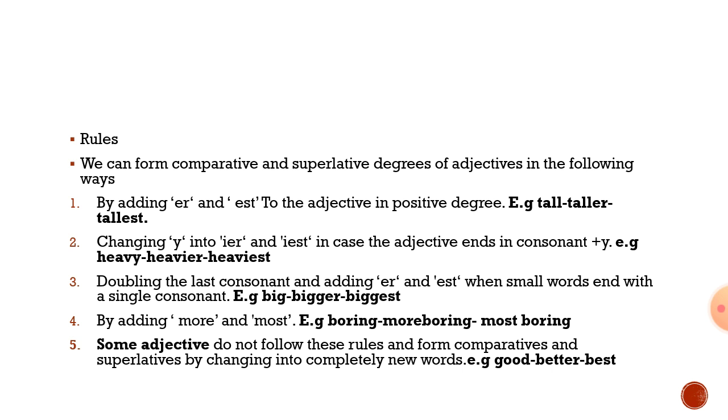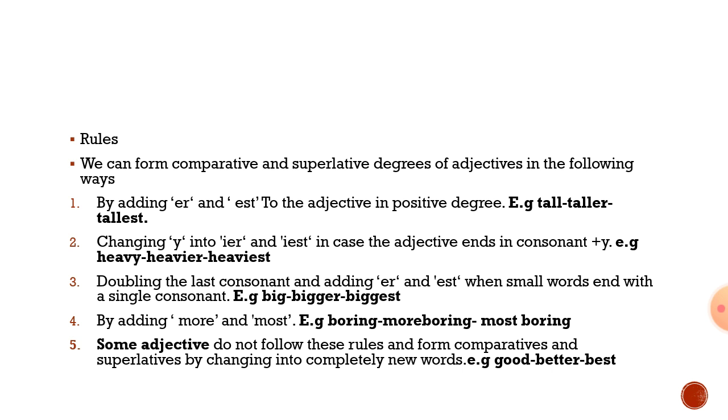In case of adjectives ending in e, we add r and st to form comparative and superlative. Now, second point is by changing y into ier and iest in case the adjective ends in consonant plus y. Means in case of adjectives ending in consonant plus y, we change y into ier and iest to form the comparatives and superlatives. For example, heavy, heavier, heaviest.